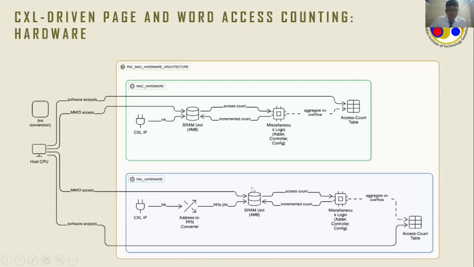This SRAM unit consists of tables which are indexed by the page frame number. And thirdly, we have a miscellaneous logic block which consists of an L-bit adder, a controller, and configuration or control registers. Next, if we consider WAC hardware, it consists of almost the same components as PAC hardware except the absence of an address to PFN converter. This is because here in the SRAM unit, we would be indexing it with the help of words rather than page frame numbers.